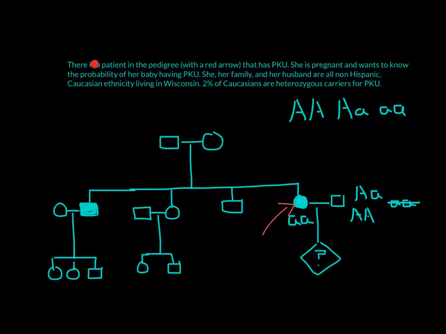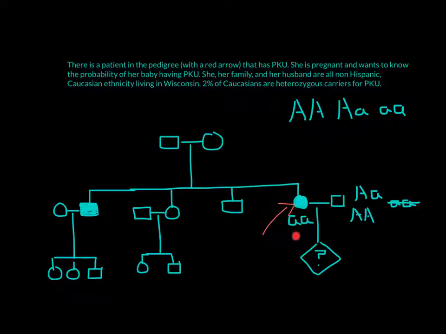So there's a patient in the pedigree with a red arrow that has PKU. She is pregnant and wants to know the probability of her baby having PKU. So just know that this is the patient we're talking about, the red arrow. And if it's colored in, it means that the patient is affected.